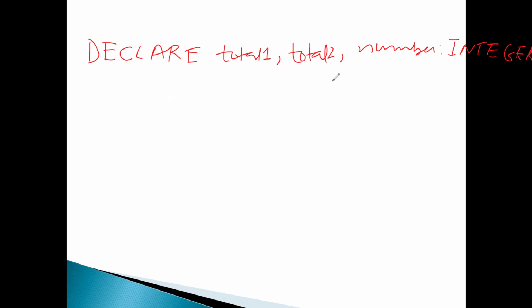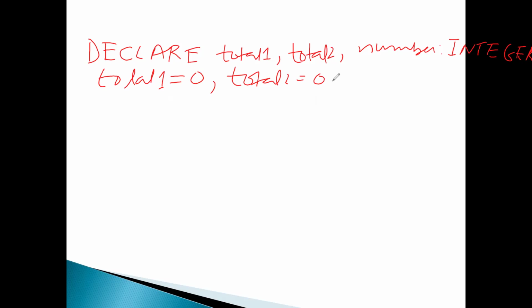Yes, sir. Okay. So do you remember, the variables which are totals, we have to initialize by zero. So total one is 0, comma, total two will be 0. They must be initialized at 0.